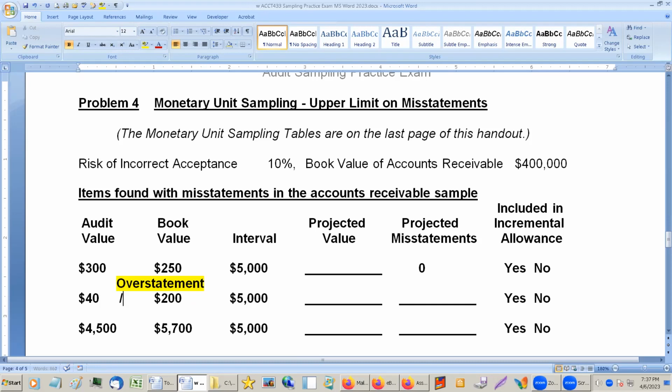This one looks well behaved. Forty divided by 200, 20%. Okay. All right, so the projected value for this would be 1,000. And the projected misstatement would be 4,000.